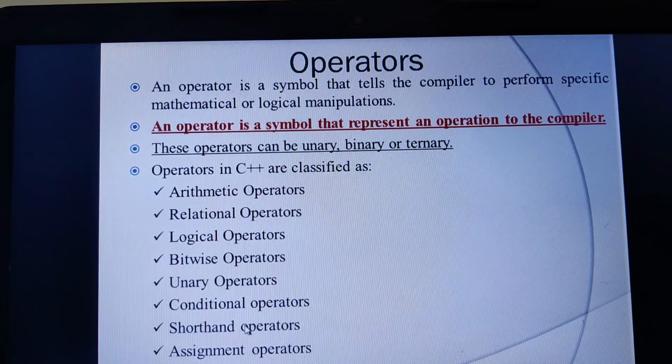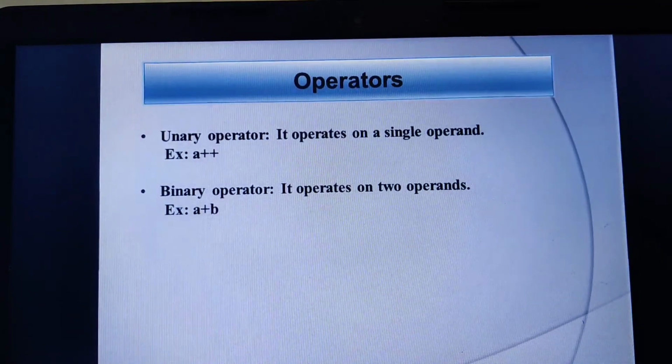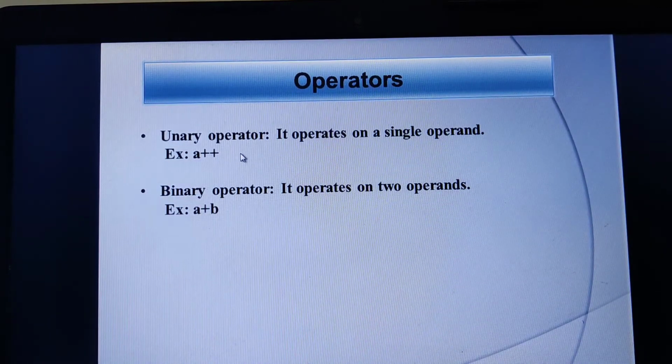Similarly, we have the different types of operators, so that we can easily understand whenever any calculation has to be performed, whether it is arithmetic or relational or logical. Now let us move on to the first one, unary operator. As I said, unary operator operates on the single operand.